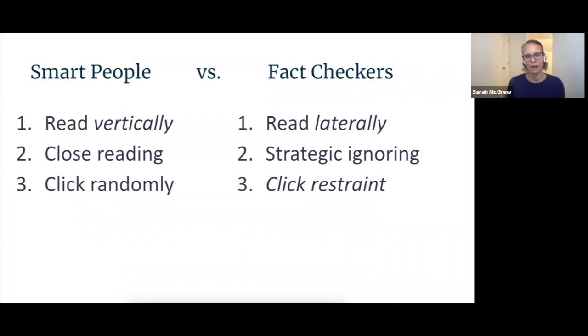So here are just a few more comparisons that we saw between this rough group of what I would consider smart people, the historians and the students, versus the fact checkers. We already talked about how the students and the historians tended to read vertically. They treated the web like it was a static site, and sort of ignored the fact that there are so many other resources available if we just leave sites and engage like the fact checkers did in reading laterally.